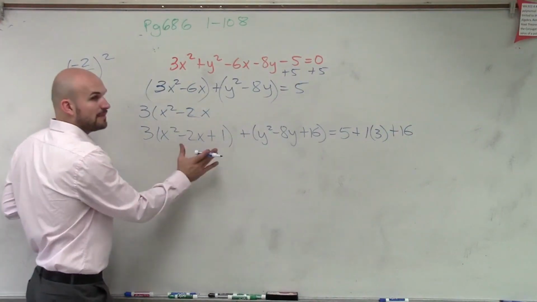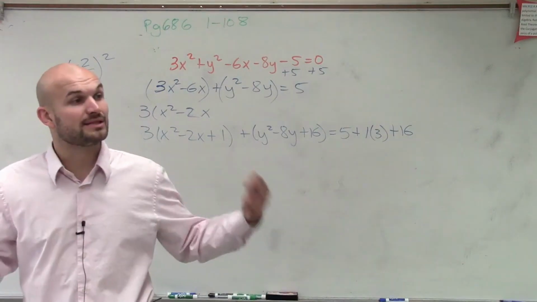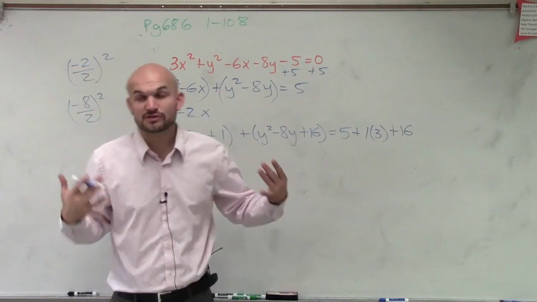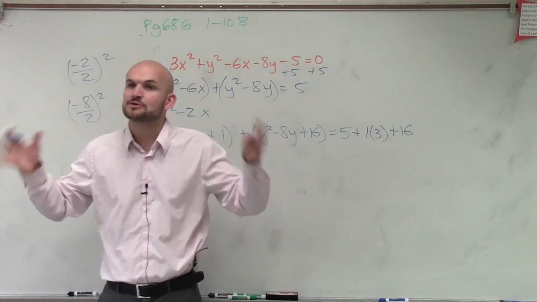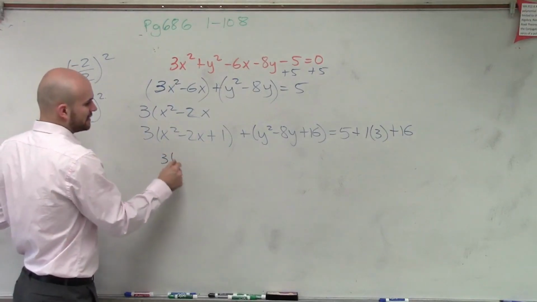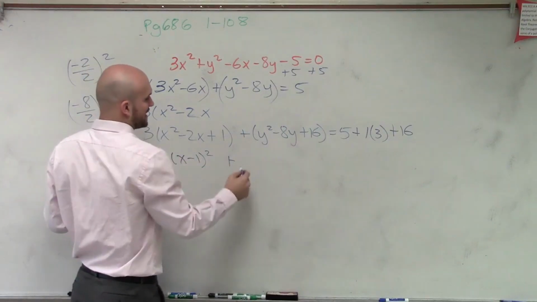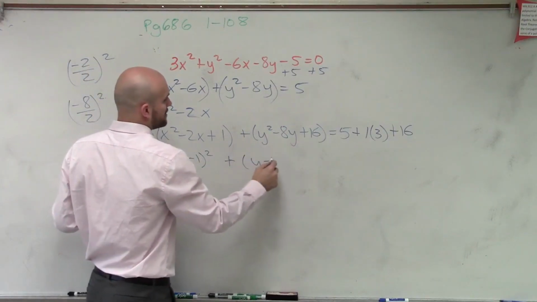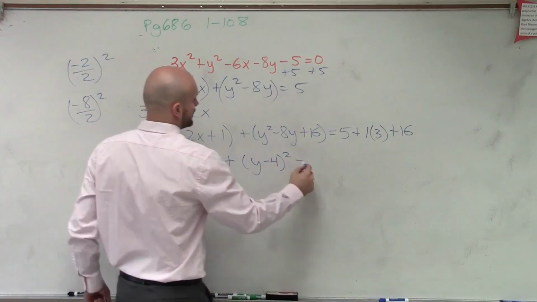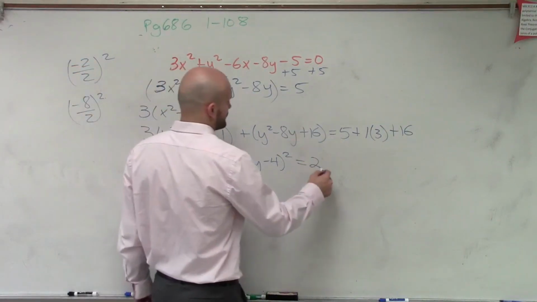OK. So now remember, the whole reason why we complete the square is to create a perfect square trinomial. Why do we like perfect square trinomials? Because we can factor them down to binomial squares. So if I factor this, I get 3 times x minus 1 squared plus, this factored is going to be y minus 4 squared, equals 5 plus 3 is 8 plus 16 is 24.